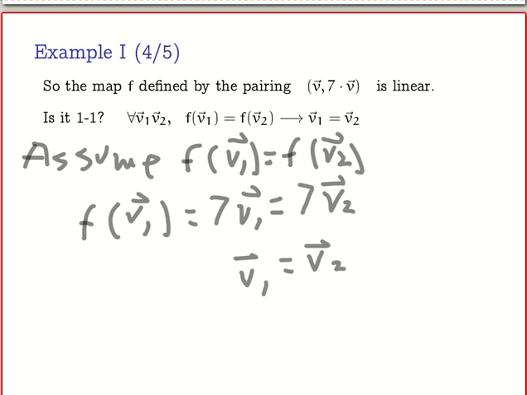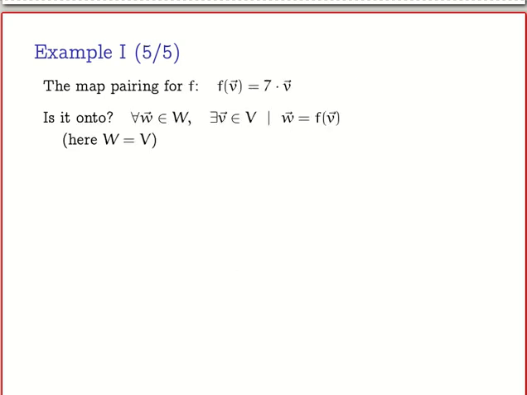Okay, let's check the last property. That is, is this map onto? Well, the onto property that we need to verify being true or false is that if it's going to be onto, for every w, a member of the codomain, here the codomain in fact is equal to the domain, so this w is a member of V. So let's choose w to be an arbitrary vector in the codomain, that's V, and then we have to show that there's another vector v such that w equals f of v.